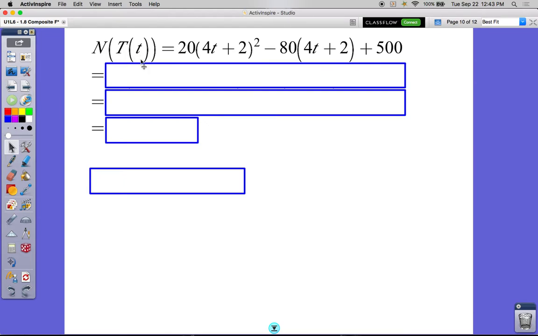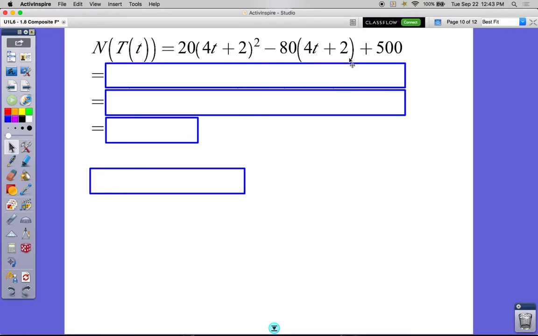Big T of little t goes into the n equation for the number of bacteria. That is 4t plus 2 gets replaced into big T. And then we're going to clean that up.